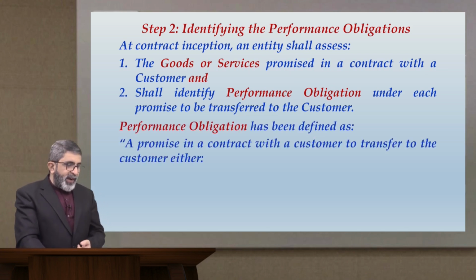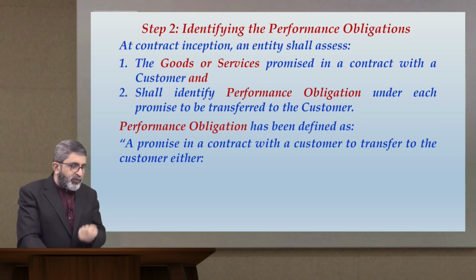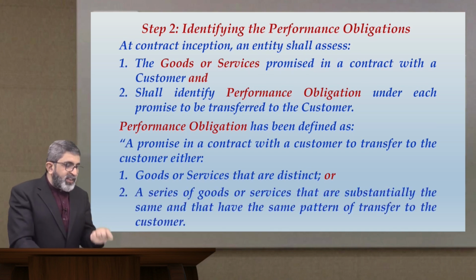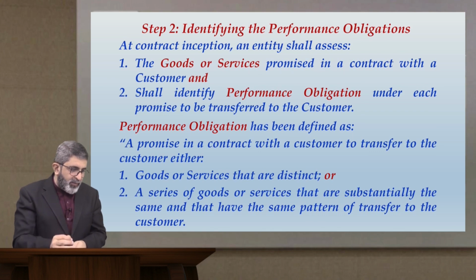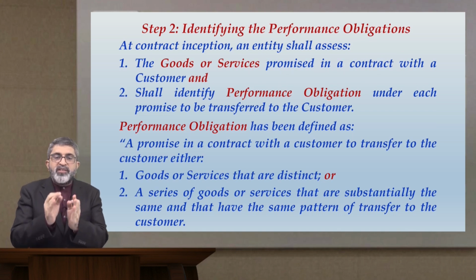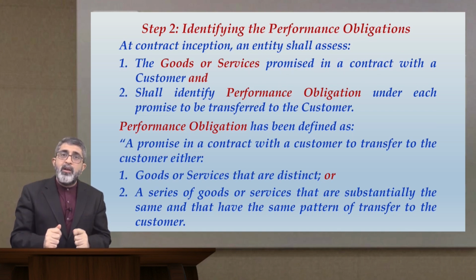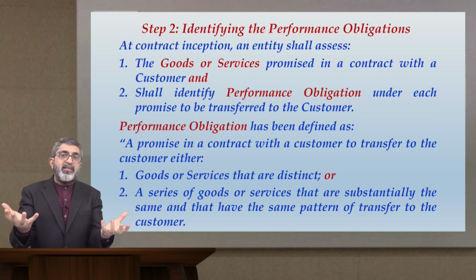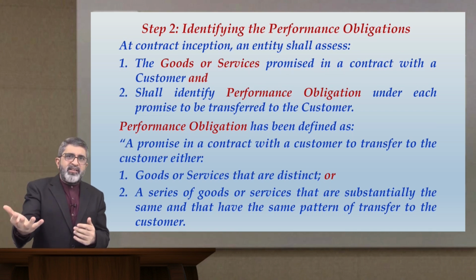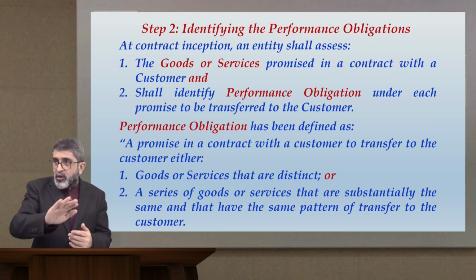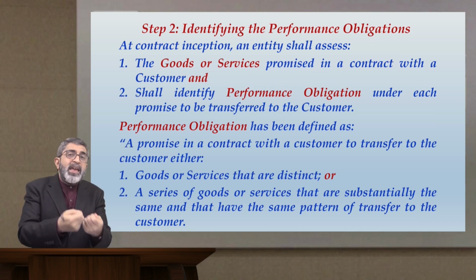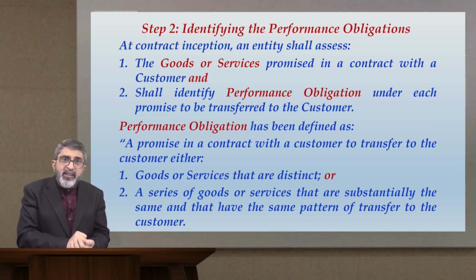A performance obligation has been defined as a promise in a contract with a customer to transfer to the customer either goods or services that are distinct, or a series of goods or services that are substantially the same and that have the same pattern of transfer to the customer. Now see, goods or services that are distinct. For example, my video lectures and my test series, are they distinct or not? They are distinct. So if someone doesn't want the test series, they may opt for removing that as a feature, and they may end up paying a lesser amount of fee if they are not opting for the test series.